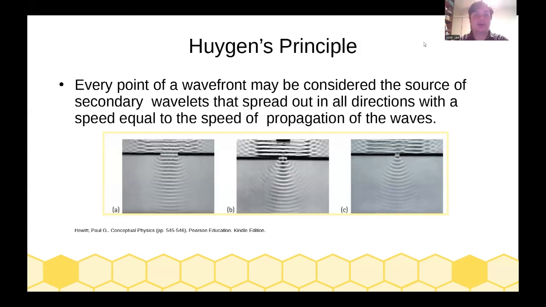I'm going to start out with something called Huygens principle, which is that every point of a wavefront may be considered the source of secondary wavelets that spread out in all directions with the speed equal to the speed of propagation of the waves. So basically, at any point, a wave will go out in a radial direction, like a circle or a sphere, which you will see if you drop a rock in a pond, the way that comes out of it will be radial.